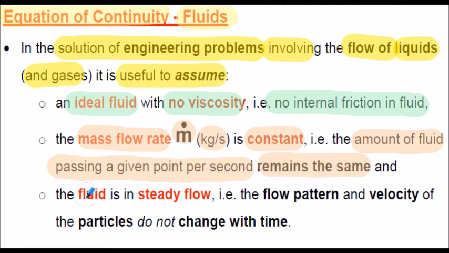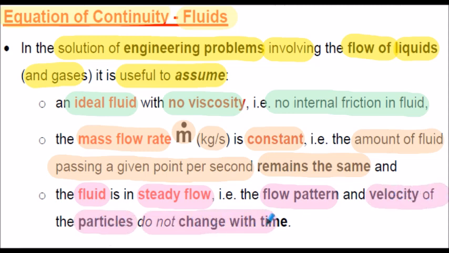We also assume that the fluid is in steady flow. In other words, the flow pattern and the velocity of the particles in the flow do not change with time. In other words, for a constant section pipe, the flow is streamlined and the velocity is constant as time increases. Note also for steady flow, the mass density of the fluid would also be assumed to remain constant.